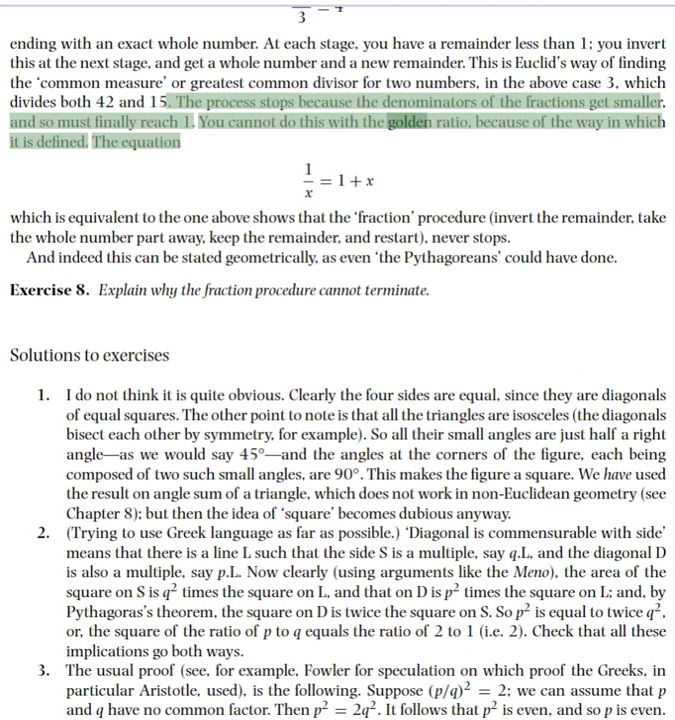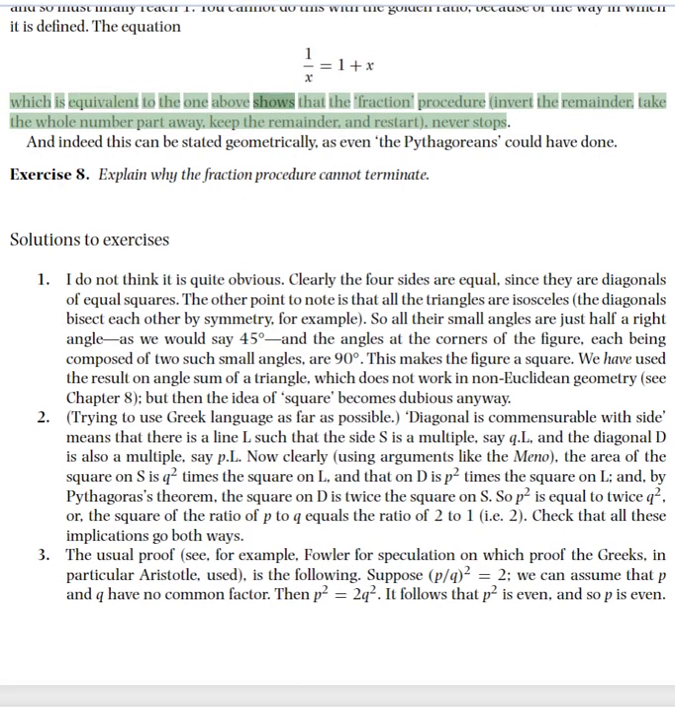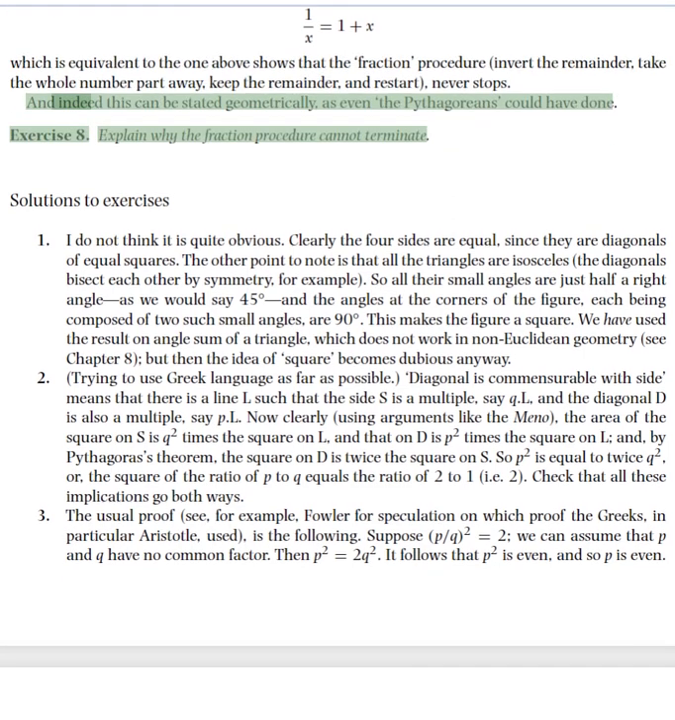You cannot do this with the golden ratio, because of the way in which it is defined. The equation x = 1 + 1/x, which is equivalent to the one above, shows that the fraction procedure never stops. And indeed this can be stated geometrically, as even the Pythagoreans could have done. Exercise 8. Explain why the fraction procedure cannot terminate.